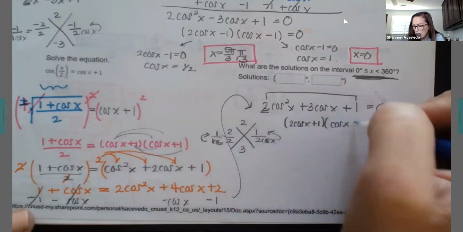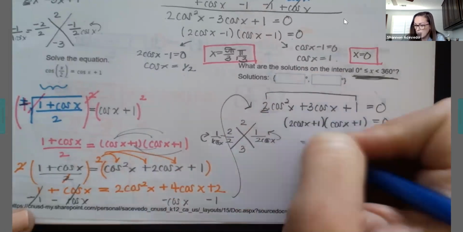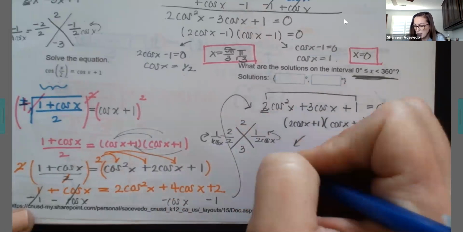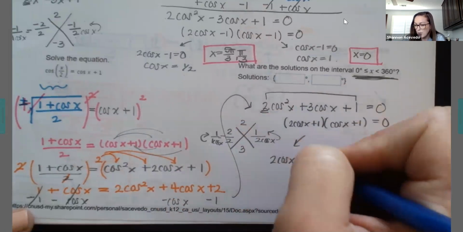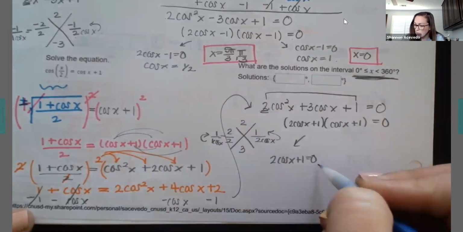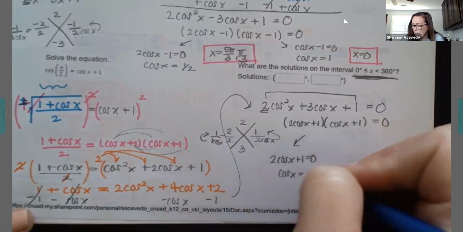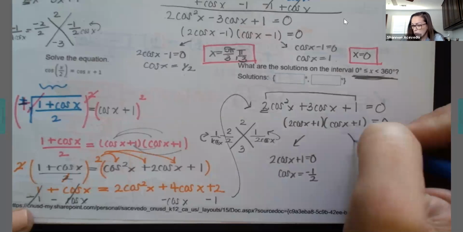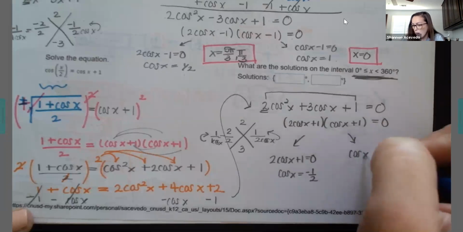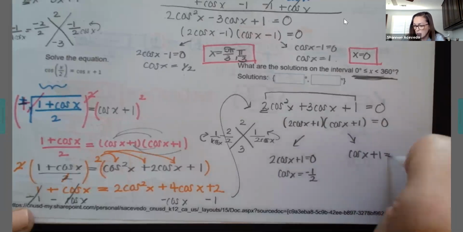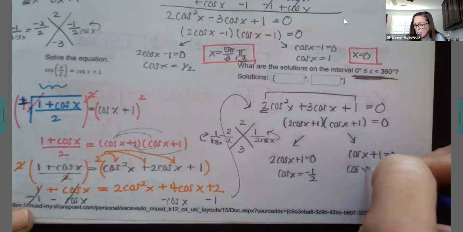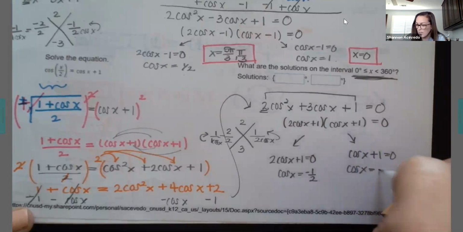plus 1 is equal to 0. 2 cosine of x plus 1 is equal to 0. Subtract 1, divide by 2. So I have cosine of x is equal to negative 1/2. This one gives me cosine of x plus 1 is equal to 0, so I have cosine of x is equal to negative 1.